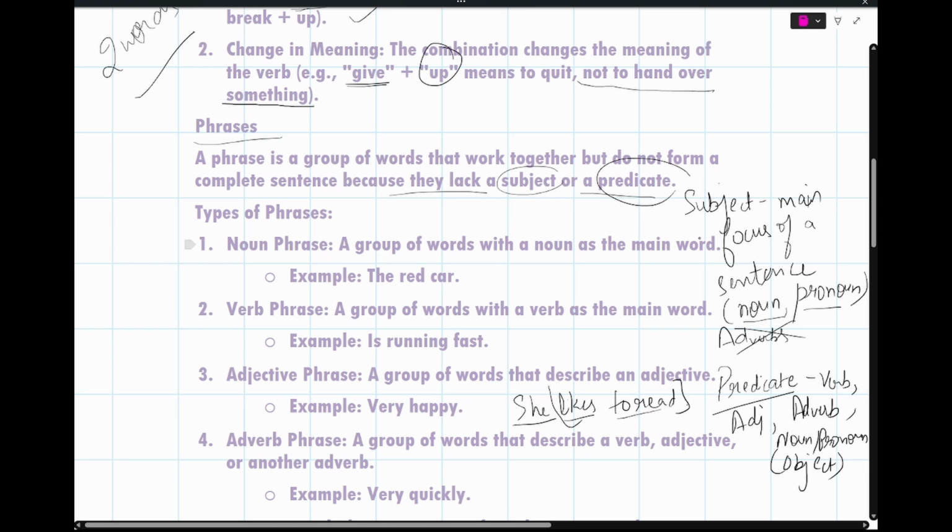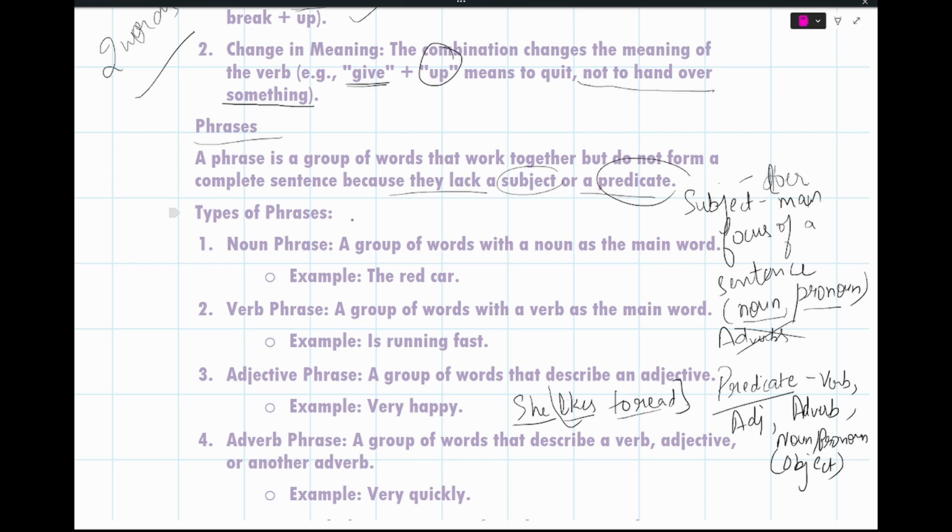Another thing is subject is the doer of the action. So if it is the main focus, then it can also be the doer of the action, if there is an action. This is one thing that you have to keep in mind.